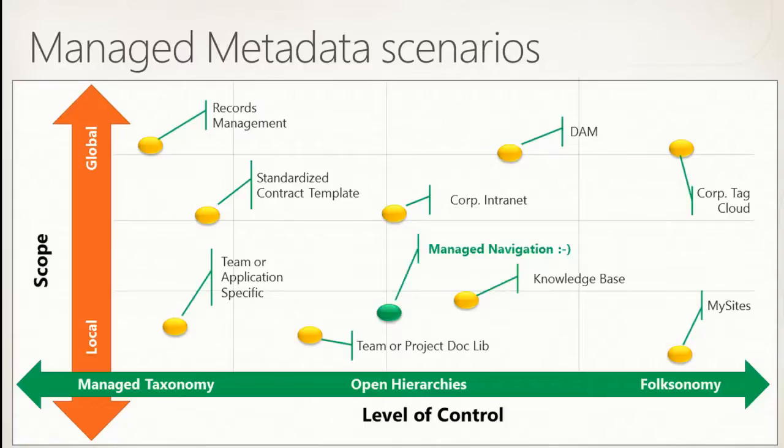My favorite scenario is in 2013, the managed navigation feature that allows you to define your navigation for your website using the taxonomy. So that is local because we have this new feature called pinning that basically allows you to bring in terms from other places, but still have it be locally controlled for your site. But in terms of level of control, it's not tightly managed. It's just the people who have designer permissions to do the navigation for the site. They're the ones who can edit it.